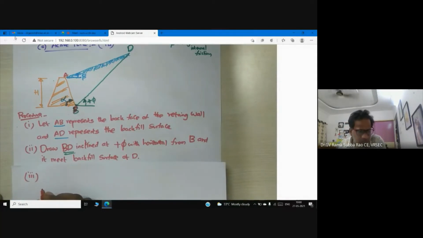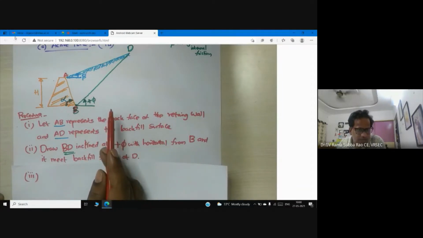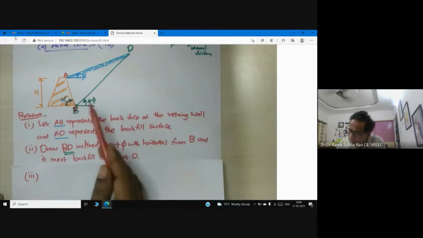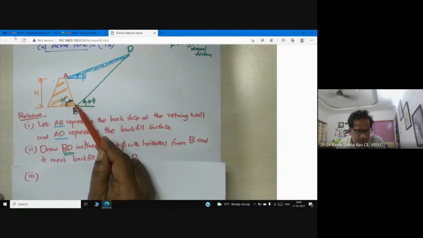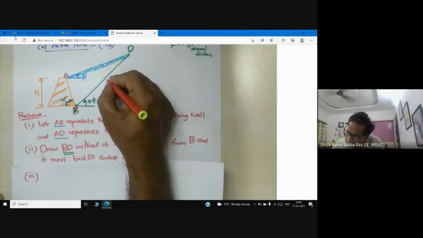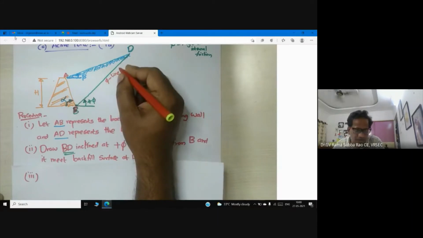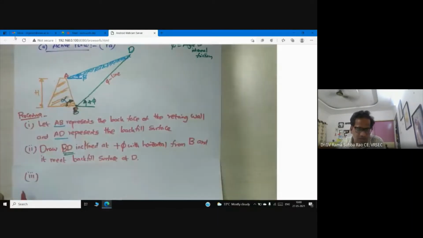So I'm going to discuss with you people the third step involved in determination of active force using Culmann's graphical method. So far we have drawn the back face of the retaining wall, and also we have drawn the phi line. This line we used to call the phi line. Just now we have drawn the phi line. Okay, now let me proceed.